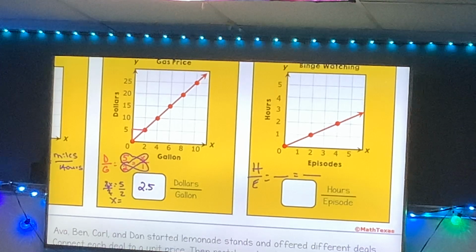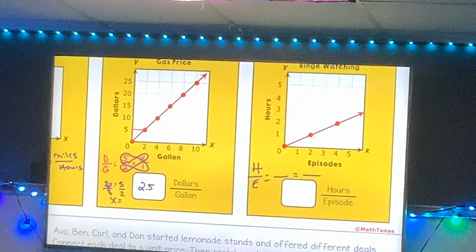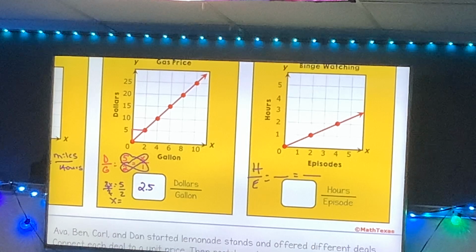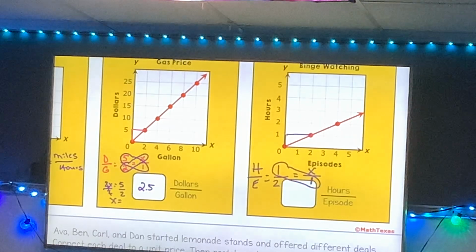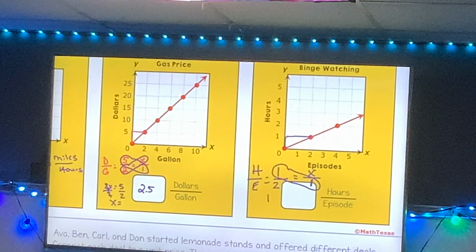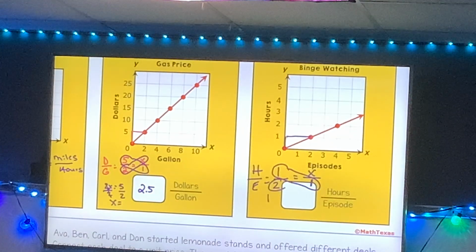So do you see we're still doing slope? Still the same thing we've been doing. So how many did I rise? 1. How many did I run? 2. So I want it per episode. So what's 1 times 1? 1. 2 times x? 2x.